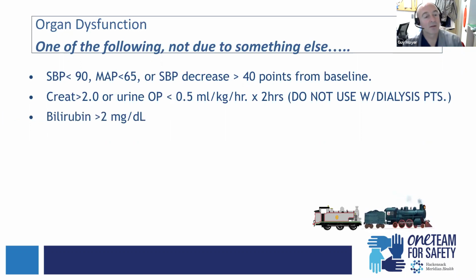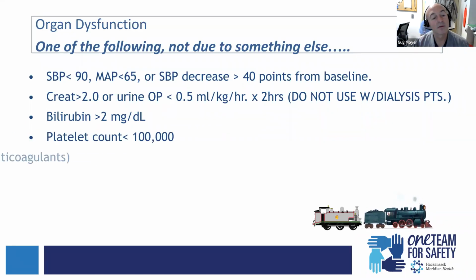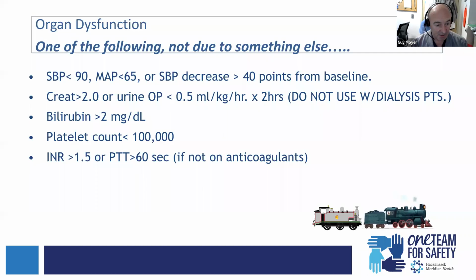all. We're also looking at bilirubin greater than 2, a platelet count that's less than 100,000, an INR that's greater than 1.5, or a PTT that's greater than 60 seconds. And these are for patients that aren't on anticoagulants. If they are, there's a variation because they have different lab values based on what's therapeutic.